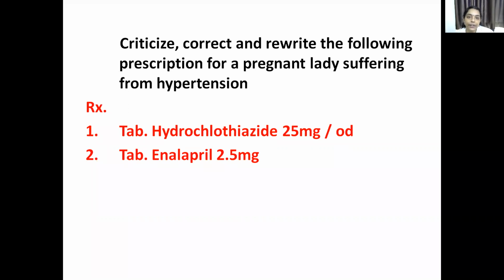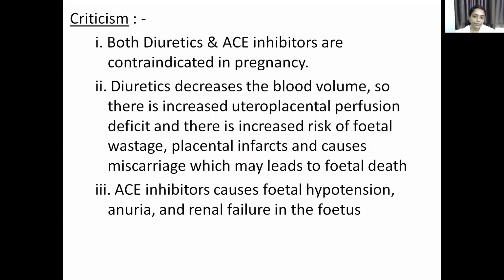Because diuretics decrease the uteroplacental perfusion, because they decrease the blood volume, as they induce diuresis. And ACE inhibitors affect the fetal kidneys because they cause hypotension, anuria and renal failure. Both diuretics and ACE inhibitors are contraindicated in pregnancy. Diuretics decrease the blood volume, so there is a decrease in the uteroplacental perfusion and an increased risk of miscarriage. There is risk of fetal wastage and placental infarcts may occur.